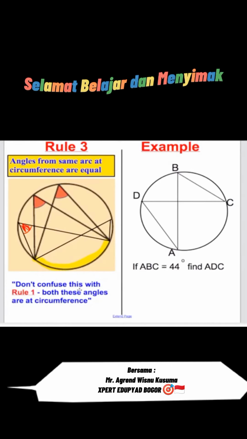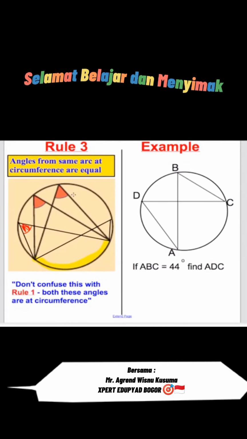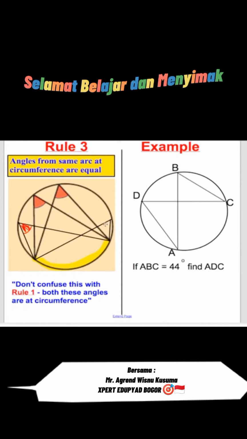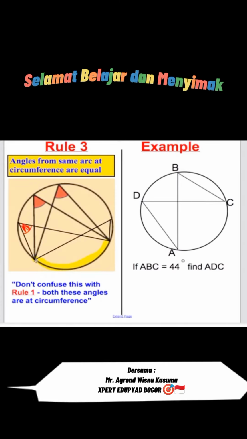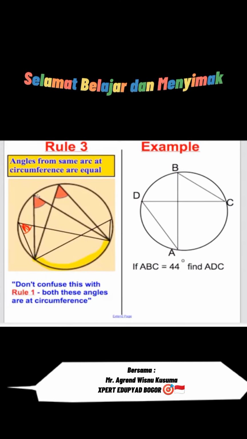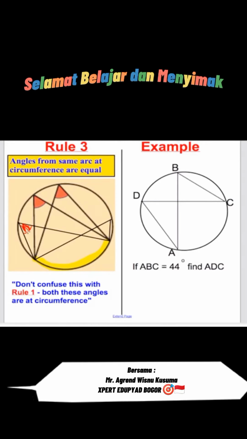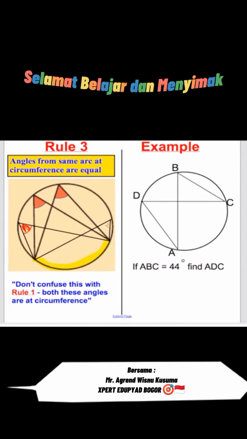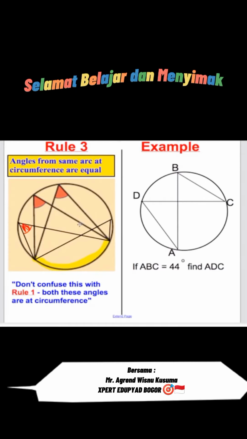Now don't confuse this with rule 1. All the angles that I'm talking about here are at the circumference. Okay? In rule 1, we said angle at center, double angle at edge. Here, angles at the edge are all the same, as long as they're from the same arc.